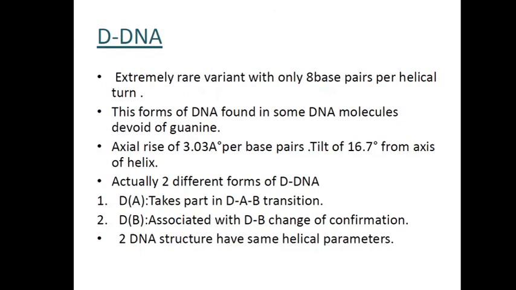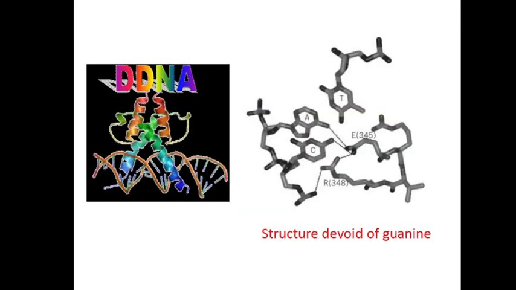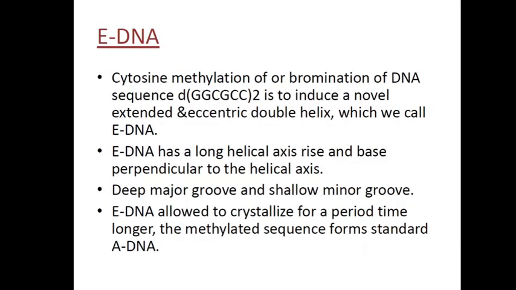Now this particular structure can form in two different forms. These two DNA structures have similar helix parameters. Here we can see this. Ideally the A should pair with T and G should pair with C, but here the G is lacking. So this novel type of pairing can be seen in the D form of DNA.